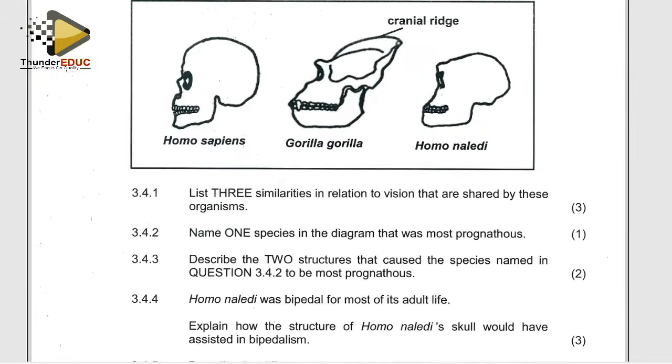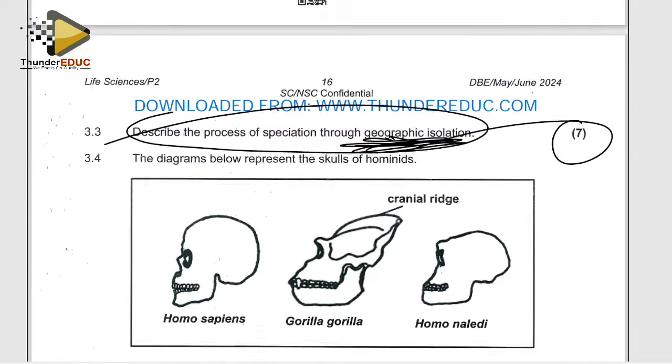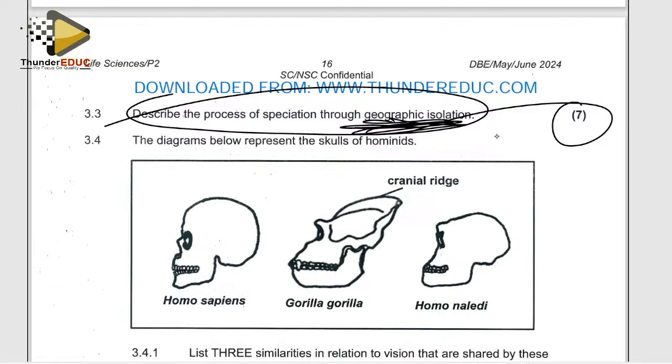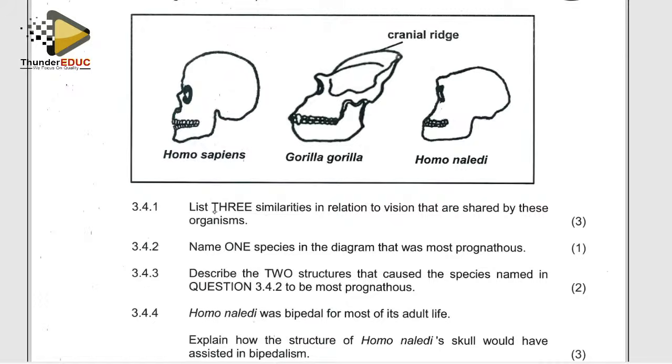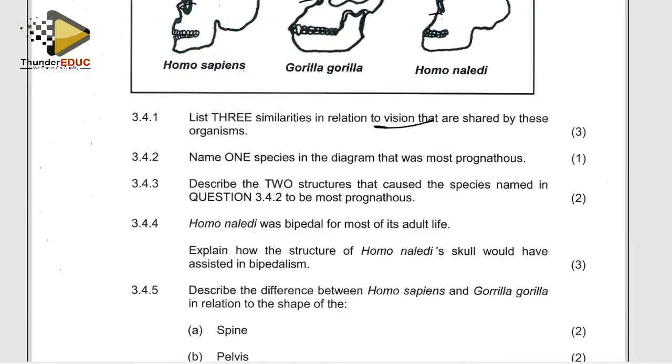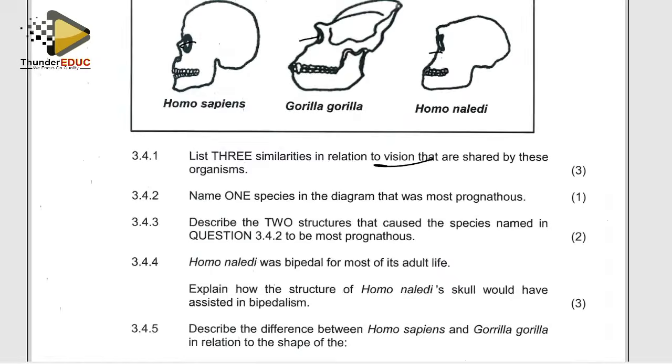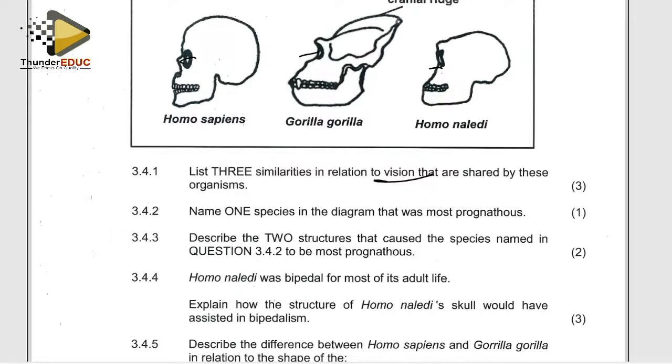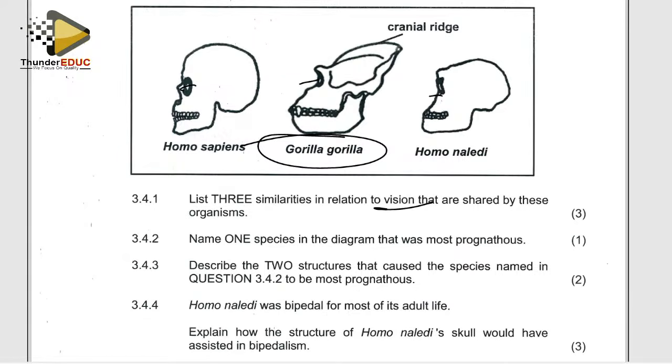Then we go to the next question, saying that list three. The diagram represents the skull of hominid. All right. These three similarities between for correct judgment. Name one species in the diagram that is prognathous. In that regard, you are talking about the gorilla. It's gorilla which is prognathous. Name one species. All right.